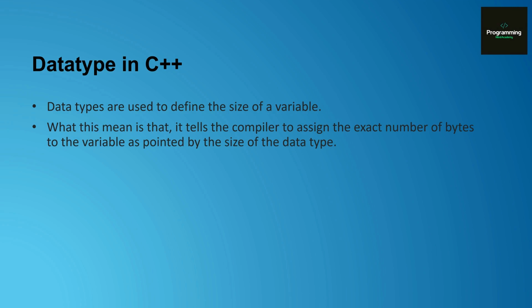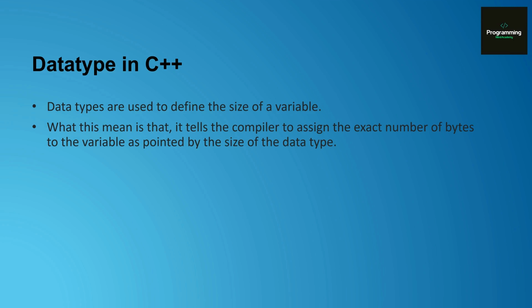So in this lecture, we are going to look into the data type in C++. So what are the data types? As the name itself suggests, data type is nothing but the type of data which we are going to use in our code. So data types are used to define the size of a variable. We have different types of data like numbers, floating values, decimals, words, and names, etc.